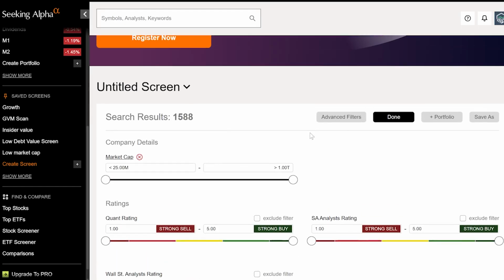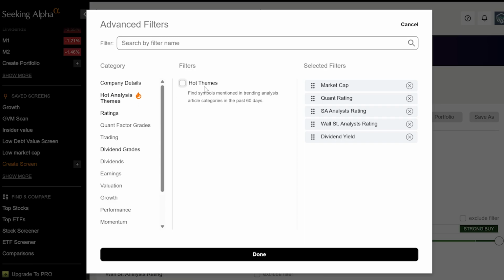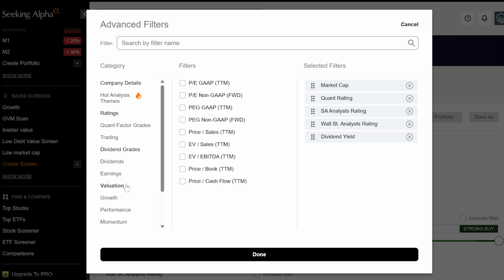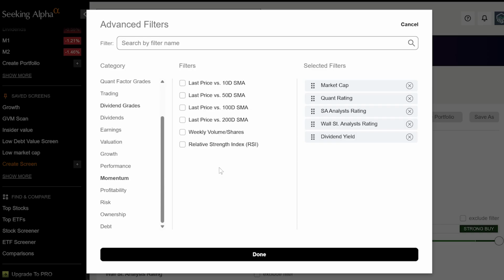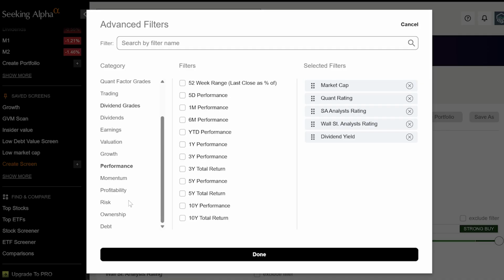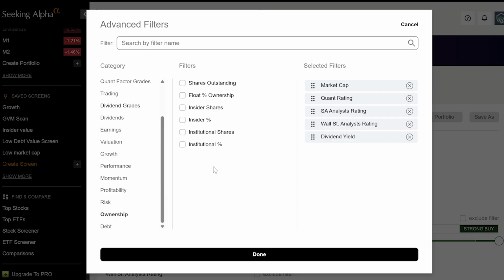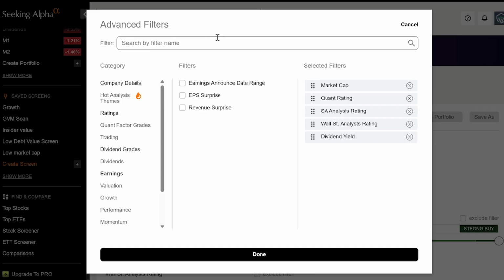There's also dividend grades, but then you can dive into more advanced filters, and there's a lot of them. You can dive into hot themes, which is kind of a neat filter for AI stocks or crypto-related companies or whatever investing theme is hot at this particular moment. Seeking Alpha is really great for valuation analysis, so there's a lot of price to earnings and price to book ratios here that you can use. You can look at stock momentum, so comparing current price to moving averages. You can look at performance over various time periods. You can look at institutional ownership or insider ownership, debt, risk, profitability metrics, and more. There's just a lot here, and you can search all of this by name as well.